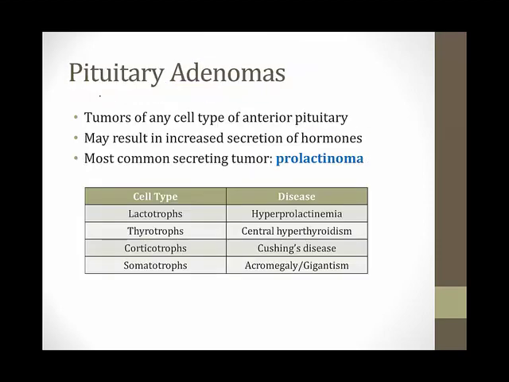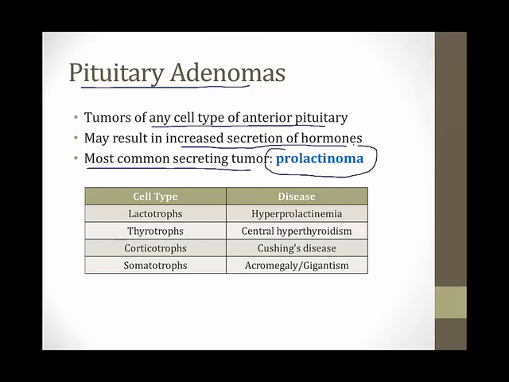One of the most important clinical correlations of prolactin physiology has to do with pituitary adenomas. These are tumors that can develop in the pituitary gland, and they can be of any cell type in the anterior pituitary, and some of them result in increased secretion of hormones, and the type of hormone depends on which cell type has caused the adenoma. But you should know that the most common hormone-secreting tumor of the pituitary gland is a prolactinoma, and we'll talk in a minute about what that means in terms of symptoms.